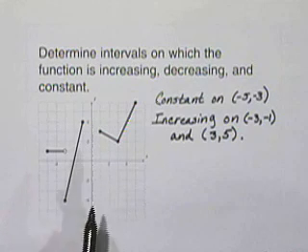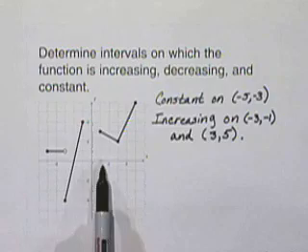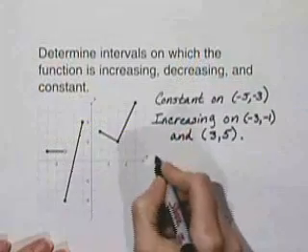Now we see that the graph is falling on the interval that remains. And what would you say here? The function is decreasing on the interval 1, 3. Good. On the interval from 1 to 3, the graph is decreasing.